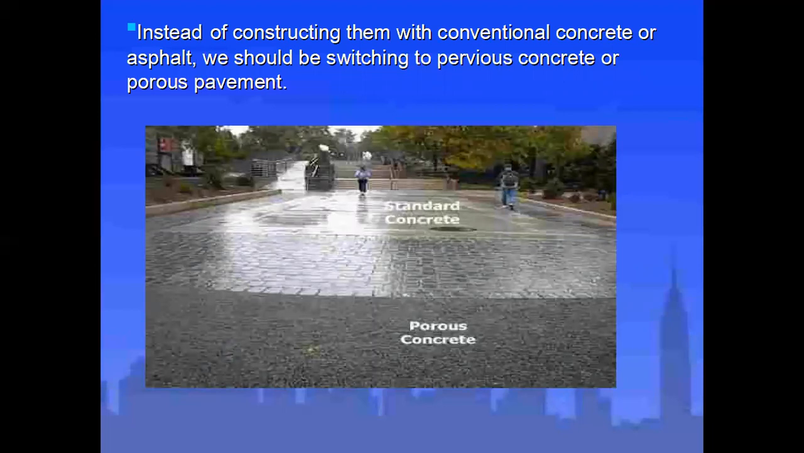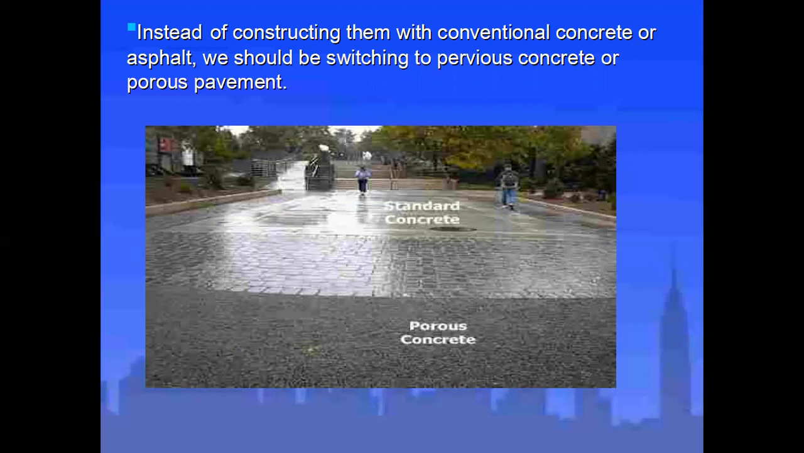Here you can see the picture of conventional concrete and porous concrete. The picture shows that on the porous concrete, no water sticks on the surface, but in the other part, the conventional concrete, water still sticks on the surface of the road, and it takes time to percolate to the ground. So this is the difference between porous concrete and, sorry, conventional concrete.